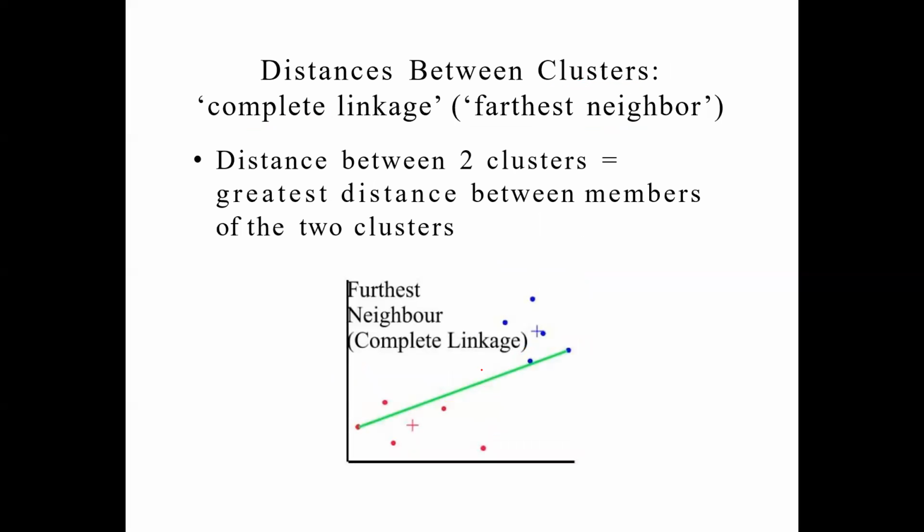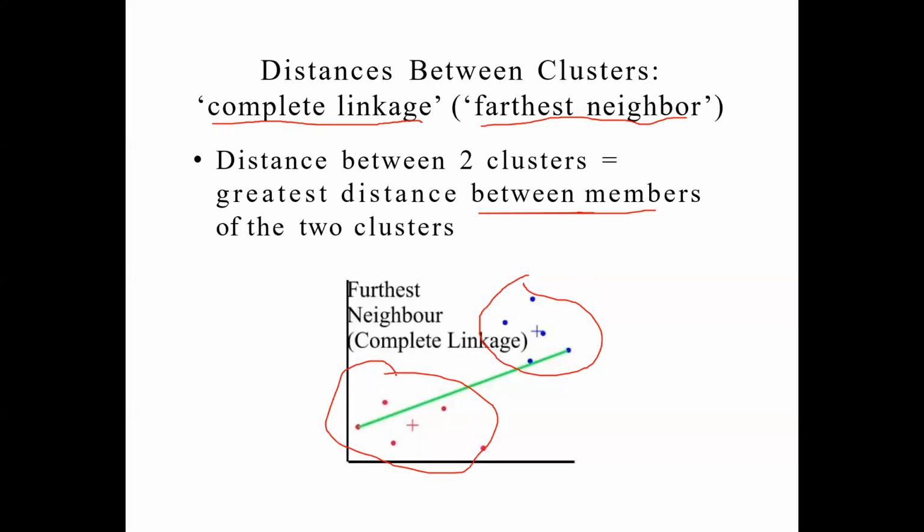Another method for calculating the distance between the clusters is what? Complete linkage. The complete linkage is the reverse of the single linkage. Here we consider the farthest neighbor to calculate the distance between the clusters. In this method, the distance between two clusters is equal to the greatest distance between the members of the two clusters. If you calculate the distance of each and every point in this cluster from each and every point of the other cluster, the farthest, largest distance will be between these two objects, this one and this one, as shown by the green line here.